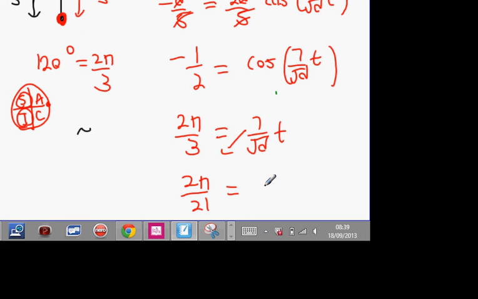So the advantage of the first way is it's longer, but there's no messing around with negative angles and what quadrant you should take. The advantage of this way is that it's faster, but the disadvantage is some people might get mixed up with the quadrants.